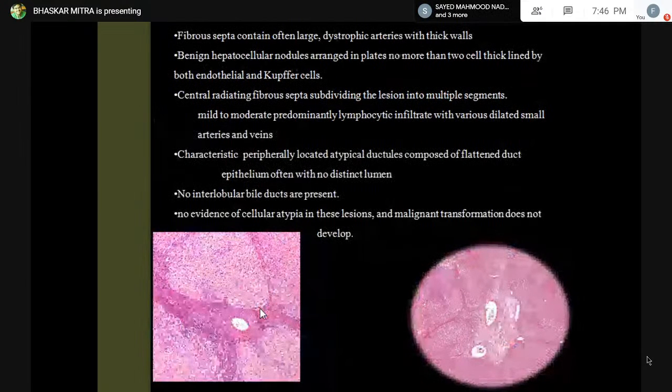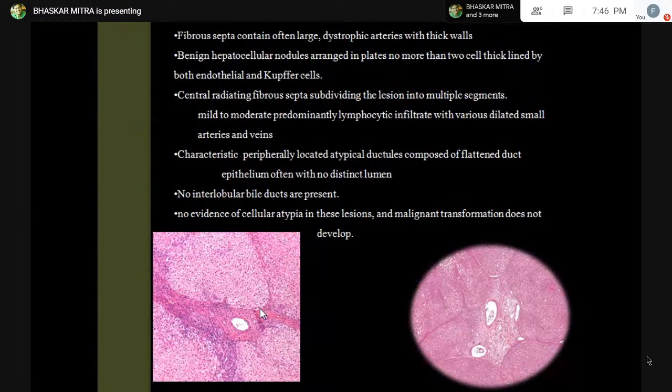Now, when we see the microscopy, we cut the sections and we can see the stellate scar, and the center of the scar usually contains large dystrophic blood vessels, most commonly dystrophic arteries with thick walls. There is radiating fibrosis from these centrally placed blood vessels, dividing the whole surrounding liver parenchyma into multiple segments like this.